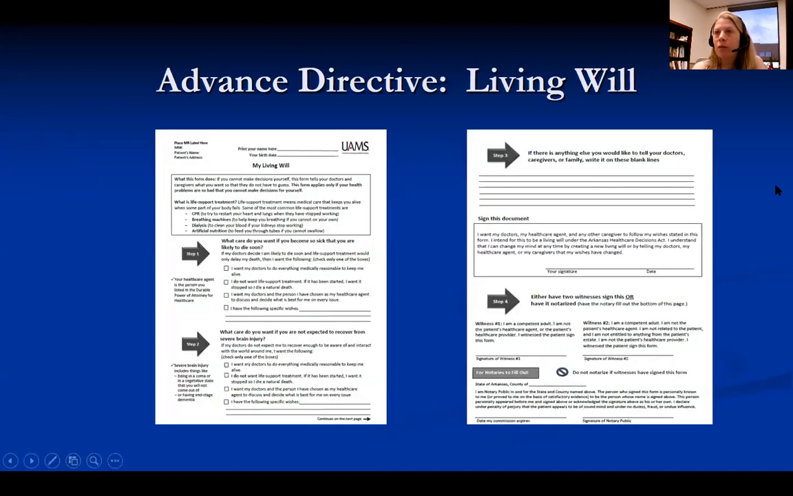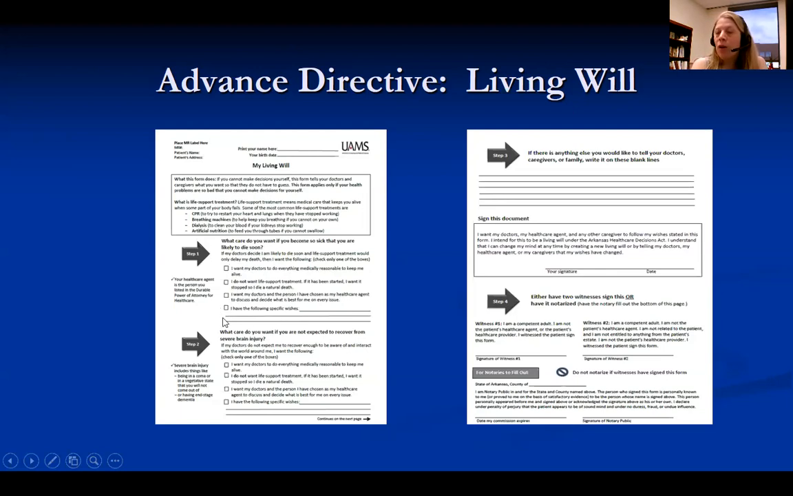Okay, so here's what the advance directive form looks like at UAMS. It has the living will portion. So it says, my living will, has some instructions here, very simple instructions. And then we look at 2 situations. What care do you want if you become so sick that you are likely to die soon? And there are 4 boxes. You can check, I want my doctors to do everything medically reasonable to keep me alive. I do not want life support treatment. If it has been started, I want it stopped so I die a natural death. Or I want my doctors and the person I've chosen as my healthcare agent to discuss and decide what's best for me on every issue. And then there's a place for some specific wishes.